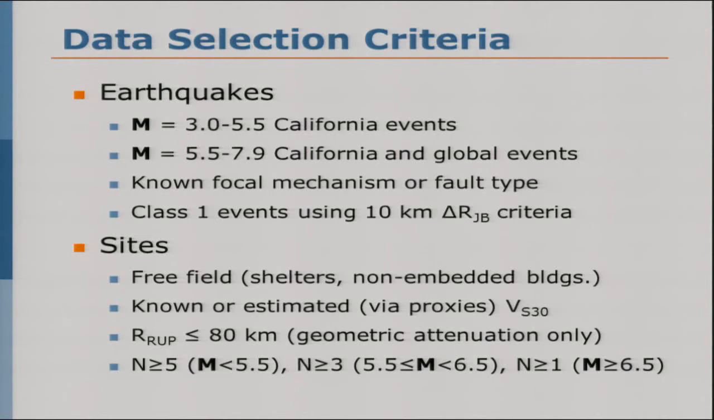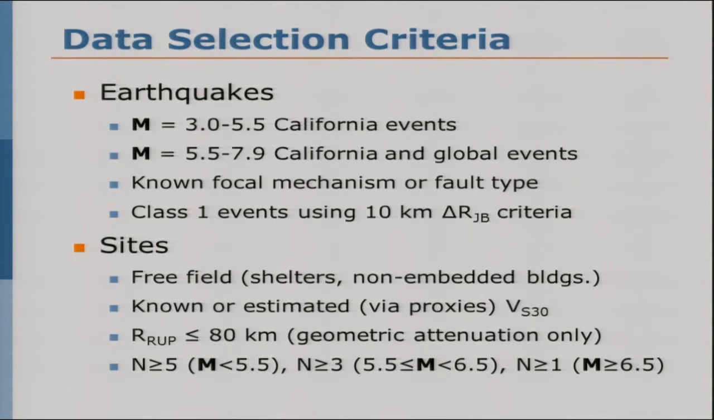John Stewart, as well as Bob Darragh and I 30 years ago, discovered that if the building wasn't embedded, it really didn't have much impact on the ground motion. So we've continued to use that criteria. We require that there are known or estimated VS30 values, via the proxies that John talked about this morning, and as we just heard, limited rupture distances to 80 kilometers.